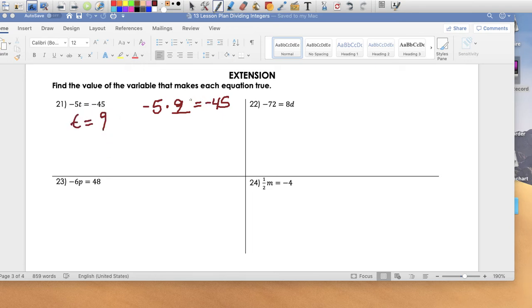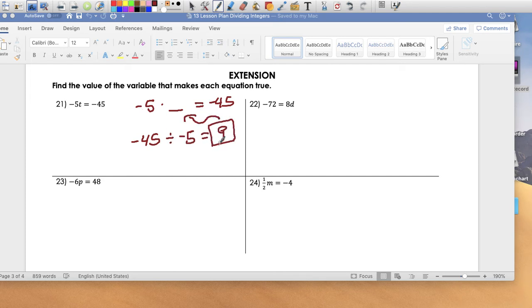Now, that's one way of doing it, which is not my way of preference. You can use fact families, which is how we did the first 3 problems today. Another way I can use is, I have -5 times a number equals -45. I can use division, right? So I can go -45, divided by -5. That equals 9, and that's how I get that number.